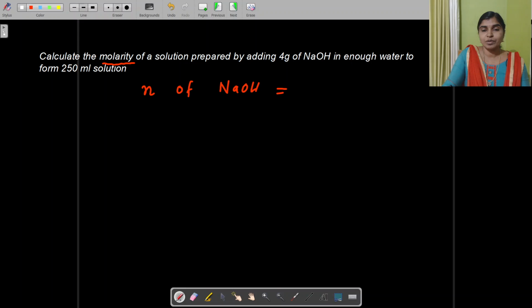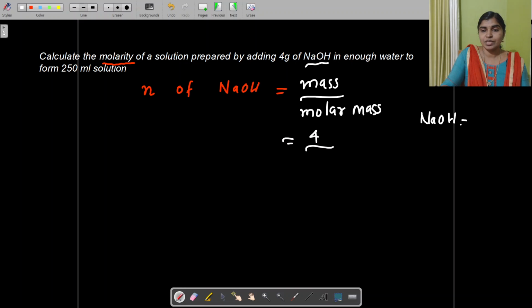How will you find out the number of moles of sodium hydroxide? The number of moles of sodium hydroxide is equal to the mass of sodium hydroxide divided by the molar mass. The mass is 4 grams here. The molar mass of sodium hydroxide is the sum of the masses of all the atoms, that is 23 plus 16 plus 1, which is 40 grams. So 4 divided by 40 is equivalent to 0.1. So the number of moles of sodium hydroxide is 0.1.